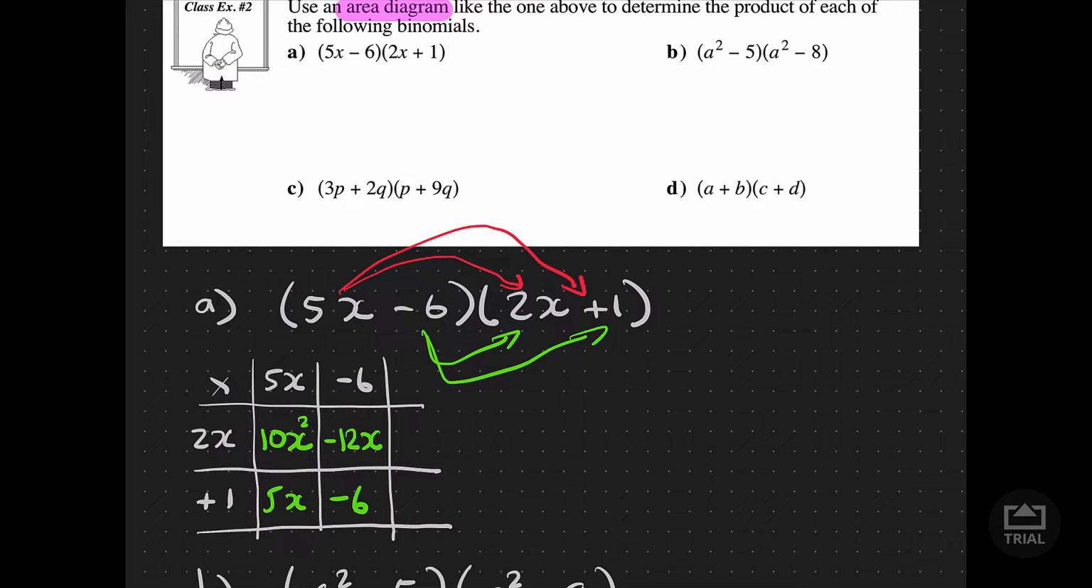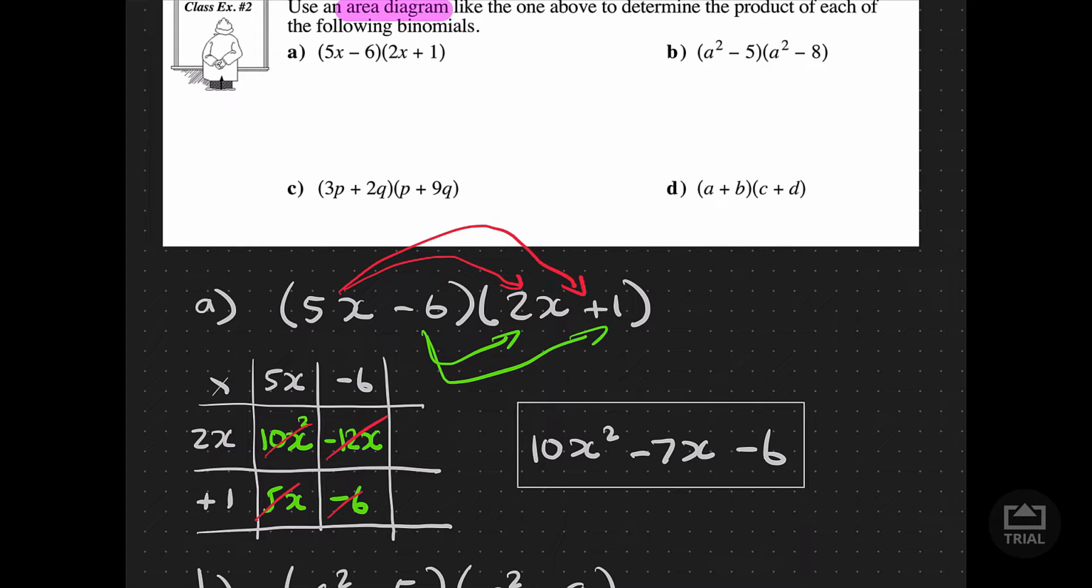Now I just need to take those numbers I have inside there, gather the terms, and put them in descending order. So I'll start off with my 10x squared with a degree of 2, and I'll write that down here. I can see I now have two of them, a negative 12x and a positive 5x, leaving us with a negative 7x, and then I have one constant, which is a negative 6, and that would be your final answer for that.